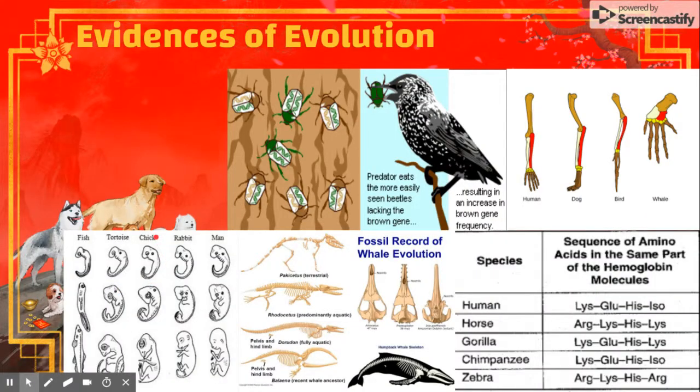Okay, so just a rundown of some evidence of evolution. We can have this whole natural selection thing going on, where predators are helping select which animals are going to be able to survive. We have homologous structures, which means we have the same sort of structure, but they have different functions. And then we also have analogous structures as well.